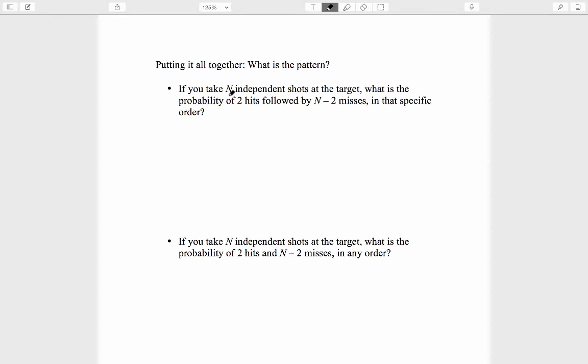Let's think, if you take n independent shots at the target. Not necessarily 6 as in the last example, but n independent shots. What is the probability of 2 hits followed by n minus 2 misses in that specific order? It is a product of as many copies of 0.7 as there are hits, namely 2, times the product of as many copies of 0.3 as there are misses, namely n minus 2. That's it. That's all we need to write and all we should write, because we are asked about 2 hits followed by n minus 2 misses in that specific order.